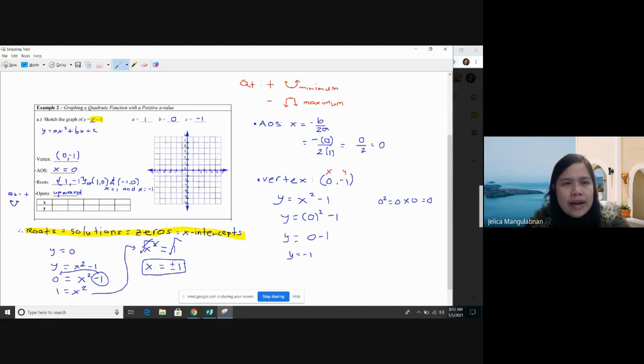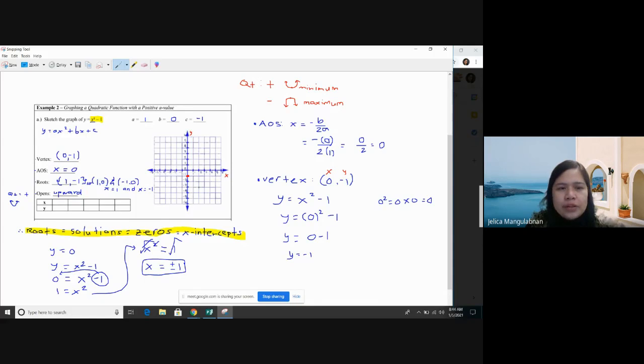So let us now graph it. Let me use a red pen so that you can see the difference. We'll start graphing with the vertex. The vertex is 0, negative 1. So 0 for the x, we're graphing it starting from the x and then the y. So x is 0 in here, and then negative 1 on the y will be in here. So the vertex is in here, okay?